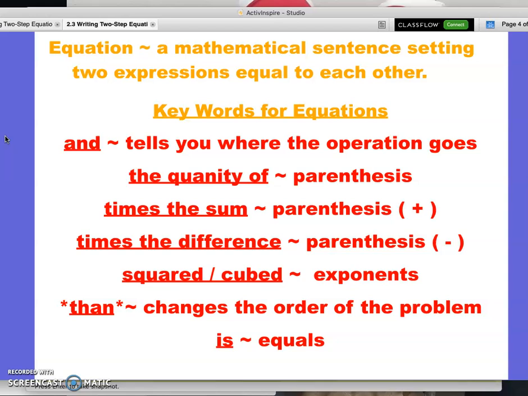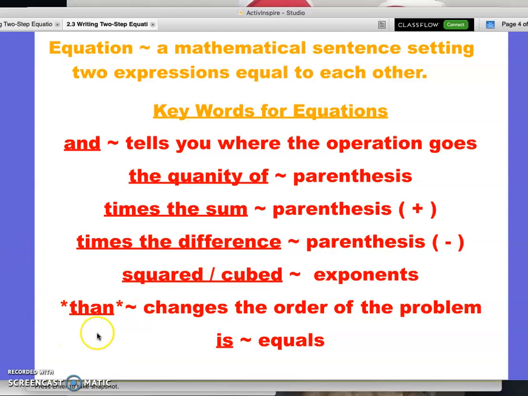There are key words that you should know. Words like "and" will make more sense when we get into the problems. It's going to tell you where that operation goes. What are the 4 operations? Add, subtract, multiply, divide. Okay, "the quantity of": you're going to see parentheses. "Times the sum": again, parentheses, and the inside of the parentheses is going to be a sum, or plus. "Times the difference" is going to be parentheses and a subtraction. Squared or cubed is going to be exponents.